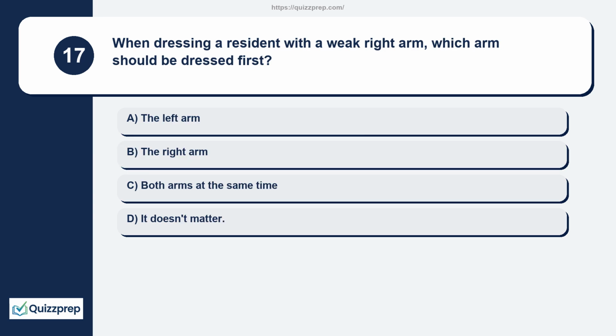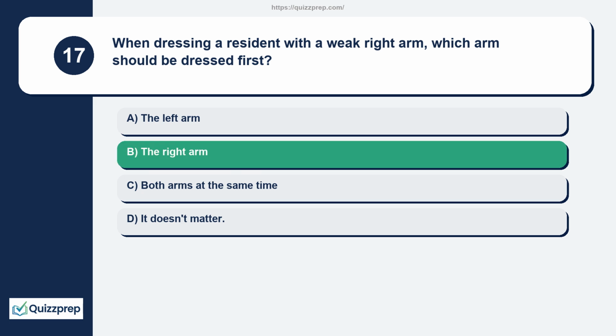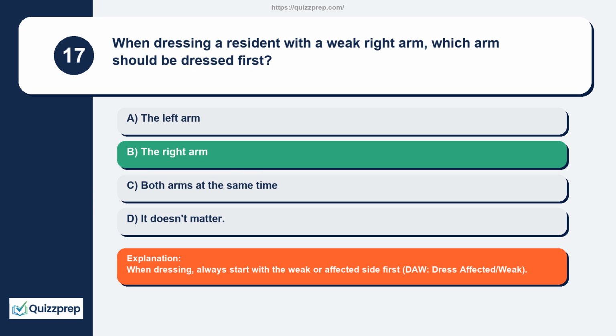Question 17. When dressing a resident with a weak right arm, which arm should be dressed first? The left arm, the right arm, both arms at the same time. It doesn't matter. When dressing, always start with the weak or affected side first. Dress affected, weak side first.